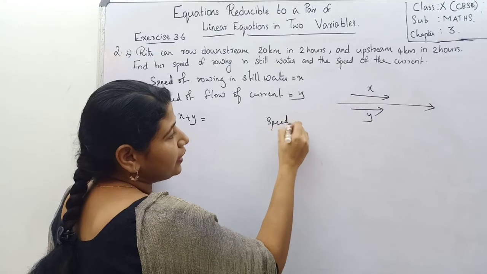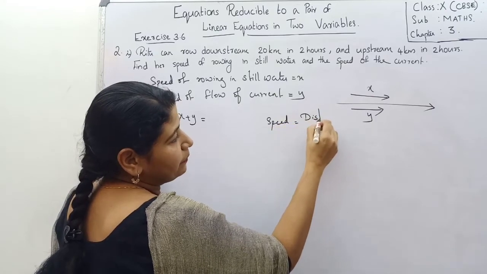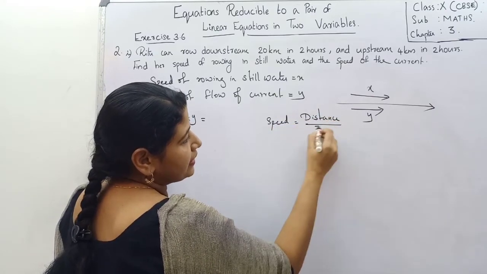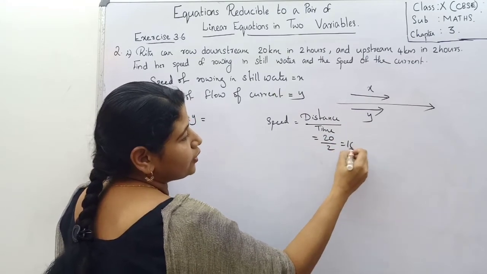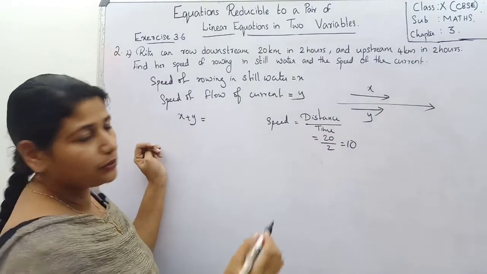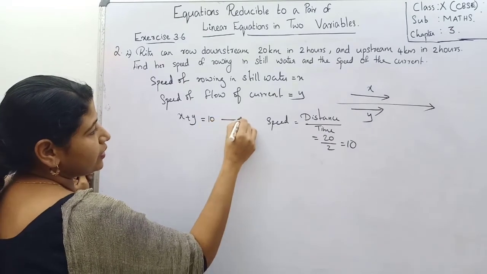Speed equal to distance by time, which will give you 20 by 2. That means 10. So we can write x plus y equal to 10 here. So this is your first equation.